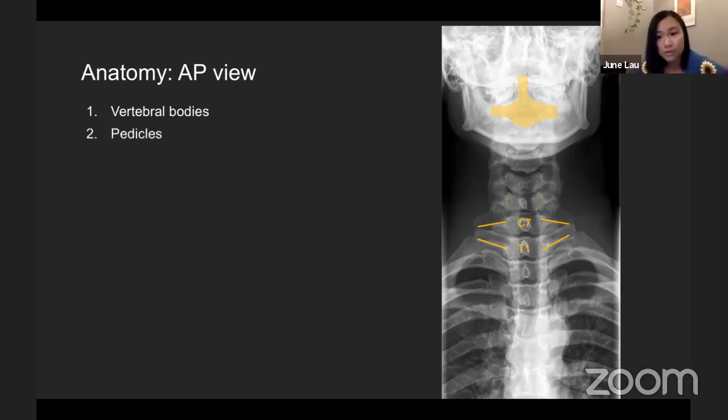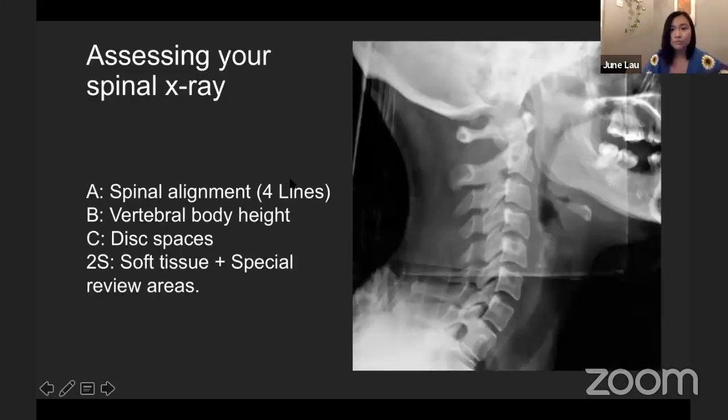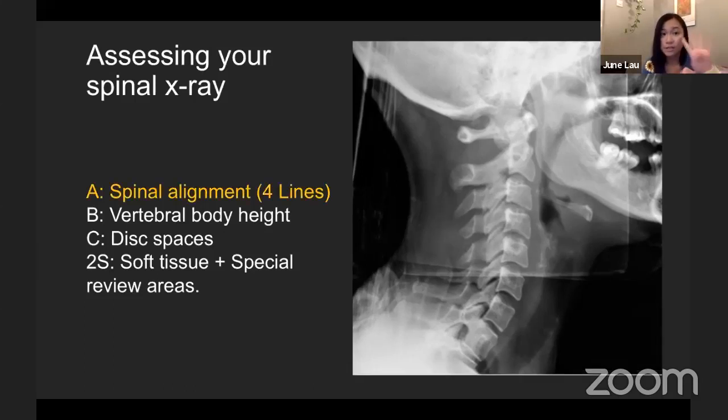You can see pedicles, so these are little round things over here that you can see. These are the pedicles of your vertebra. And of course, you can see spinous processes. Okay, so now that we're happy with our anatomy, we can start actually assessing this C-spine X-ray. We'll start off with A, and A is your alignment. Now in a C-spine, there are 4 lines that you need to know.